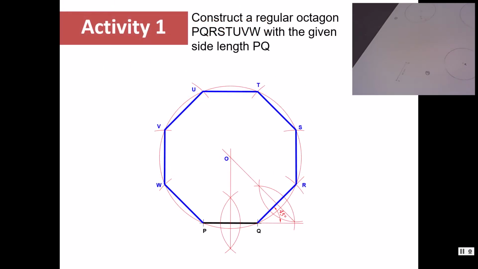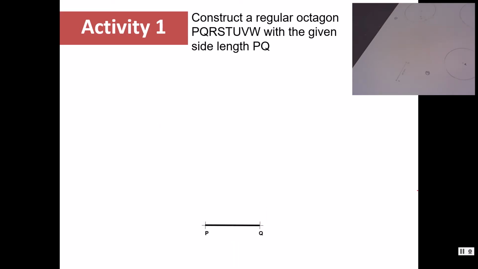So we are still going to continue with the geometric construction, and we're going to start with activity 1. In this activity 1, we're just going to construct an octagon PQRSTUVW with a given side length of PQ. The distance between P and Q is not stated, so we can just fix this. It's up to you. In my case, I'm just going to put 30 mm. So let's just watch how the construction will be done.